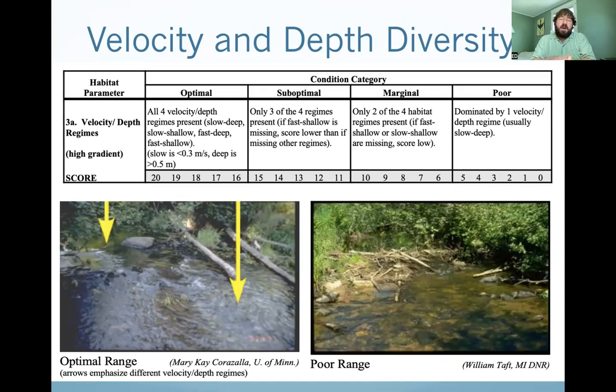deeper habitat. And if you have more of these velocity and depth regimes, organisms have preferences for what they like in terms of velocity and depth. So a diversity is going to provide habitat for more types of species. Whereas if you have only one or two velocity and depth regimes, there's less organisms that are going to be able to find habitat in that type of system.